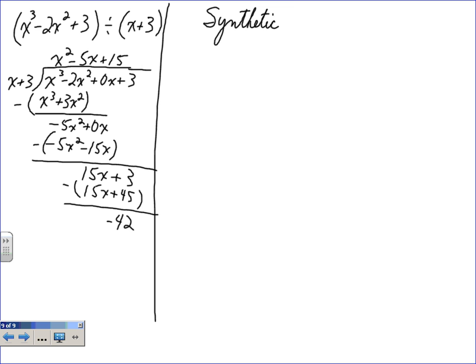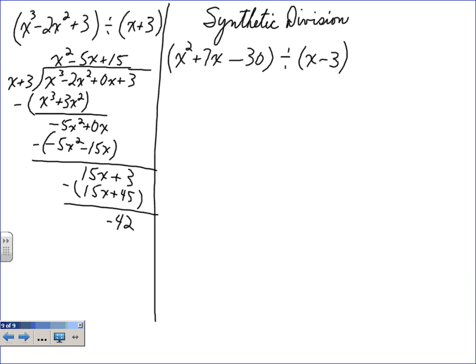Now we have something called synthetic division, which students really like. And when I do the first example, you're going to be confused. And after the first example, you're going to say, yeah, this is really easy. Why can't we just do that instead of long division? But we have rules. So let's take x squared plus 7x, let's say minus 30. And I want to divide by x minus 3. All right? Synthetic division. We're not going to use long division here.